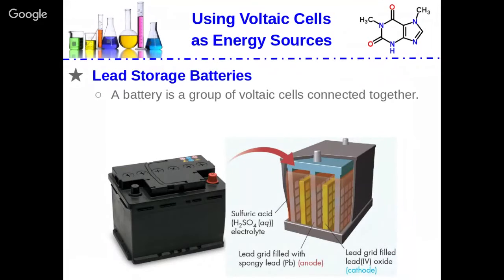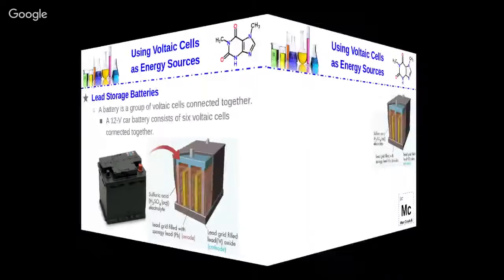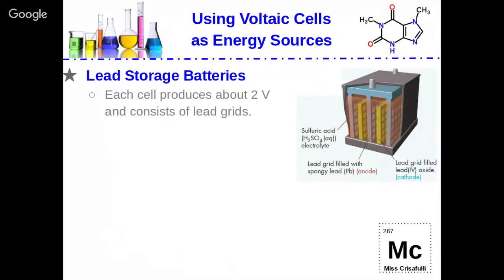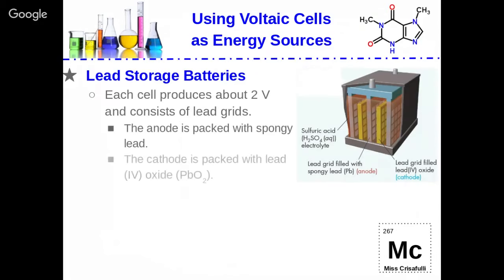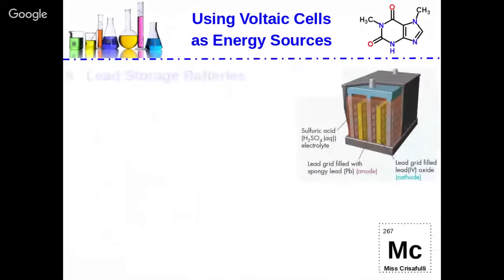A battery is a group of voltaic cells connected together. A 12-volt battery consists of 6 voltaic cells connected together. So each cell produces about 2 volts and consists of lead grids. The anode is packed with spongy lead. The cathode is packed with lead(IV) oxide. And the electrolyte for both half cells is sulfuric acid. Using the same electrolyte for both half cells allows the cell to operate without a salt bridge or porous separator.